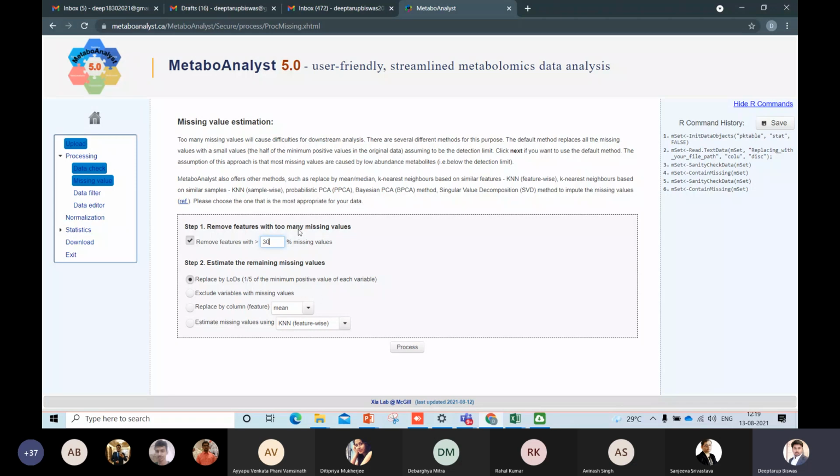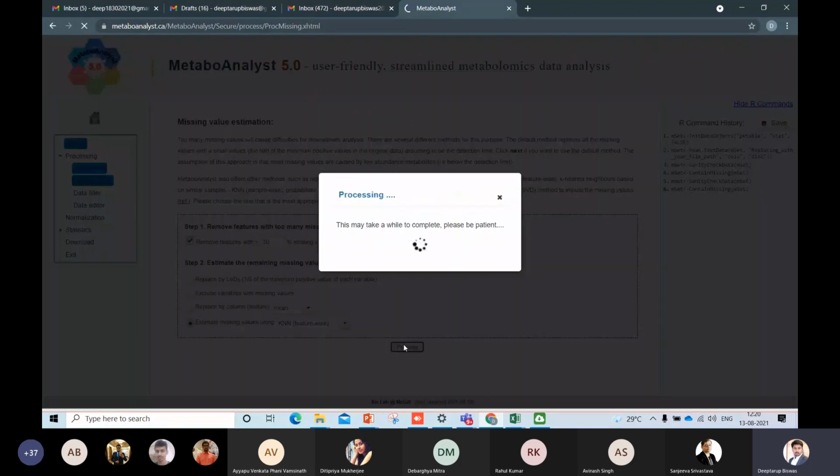So that is the reason we will keep 30% here. That means any features which have more than 30% missing values will get filtered out. And over here, we are using KNN feature-wise. We will talk more about the missing value part in the next class, but KNN feature-wise is nothing but the imputation estimation based on the KNN algorithm, where K denotes the number of neighbors. Just remember that the K in KNN means the number of neighbors, and we'll process this.